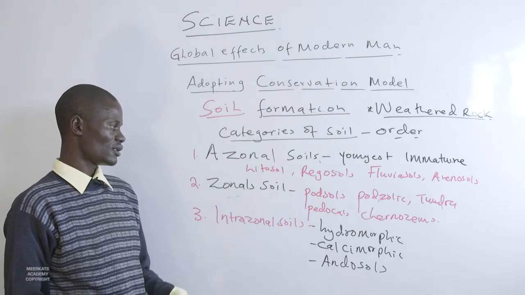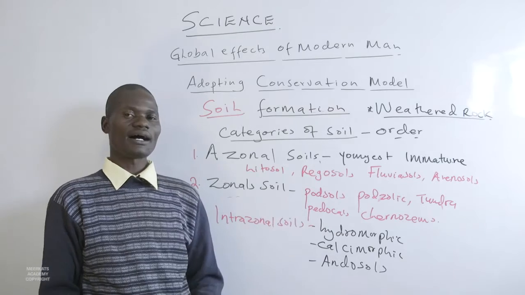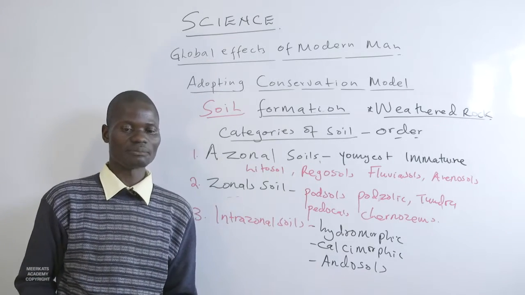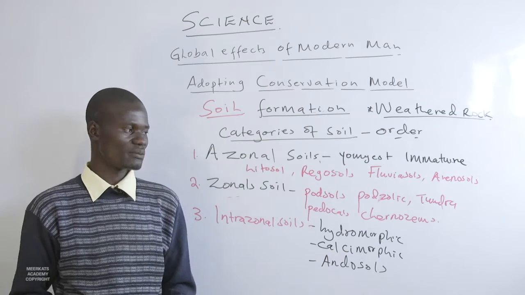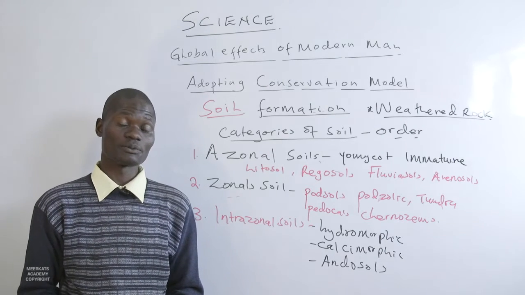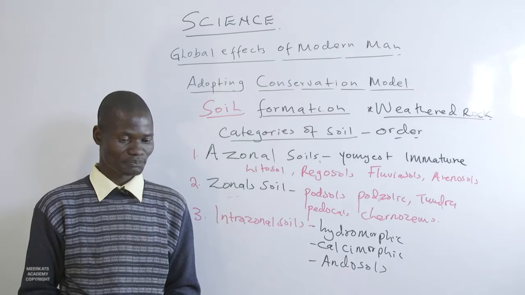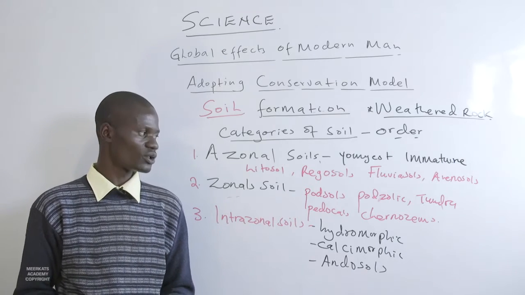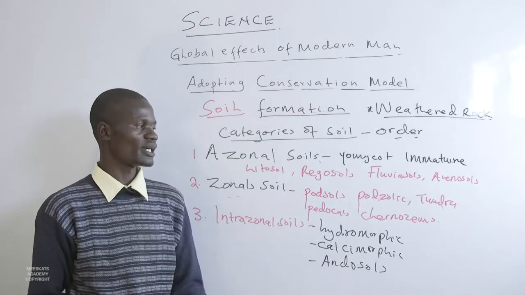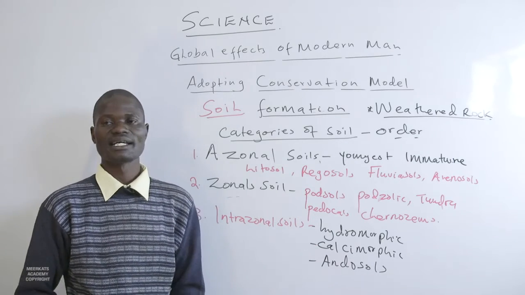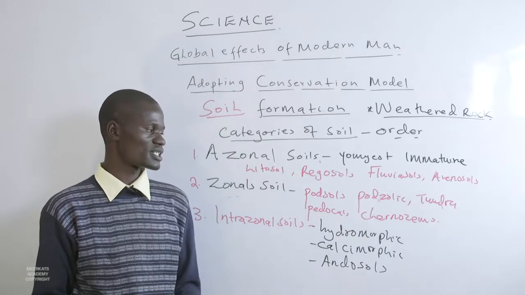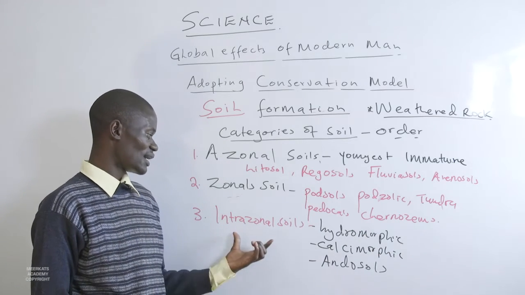And then the zonal soils are the ones that have been formed over a given period of time, and they have taken enough time to develop. These soils have a well-developed soil profile, which is mature, well-drained, and also fertile. Some examples of these soils are the podzols. We have the podzolic, the tundra soils, the pedocals, and the chernozems. Chernozems are the red soils which are almost found in the deserts.